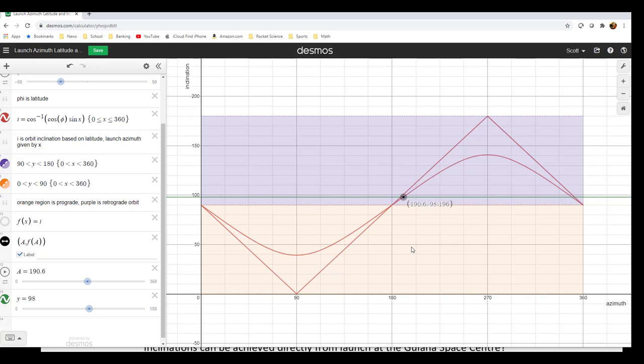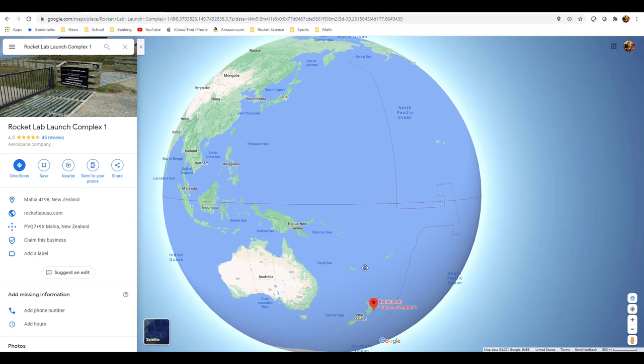Actually, that's one answer, and there's actually another you could launch at roughly 349 degrees, about 10 degrees counterclockwise from directly north. But let's take a look at the map and see which one of those is more practical. So here's Rocket Lab's launch complex in New Zealand.